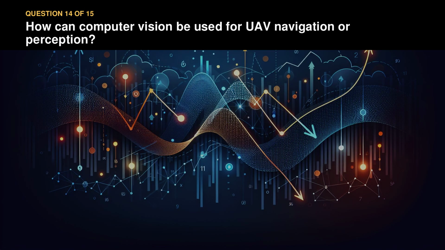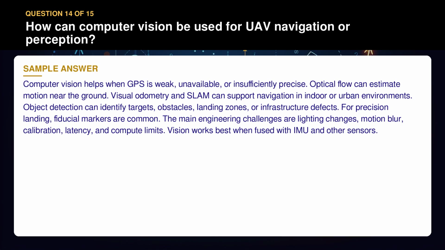Question 14. How can computer vision be used for UAV navigation or perception? Computer vision helps when GPS is weak, unavailable, or insufficiently precise. Optical flow can estimate motion near the ground. Visual odometry and SLAM can support navigation in indoor or urban environments. Object detection can identify targets, obstacles, landing zones, or infrastructure defects.